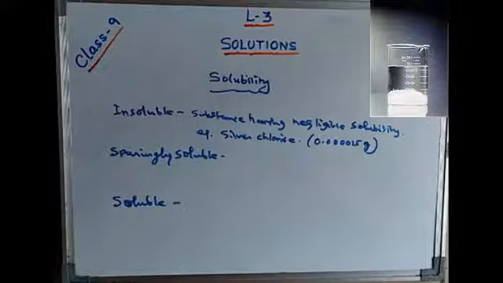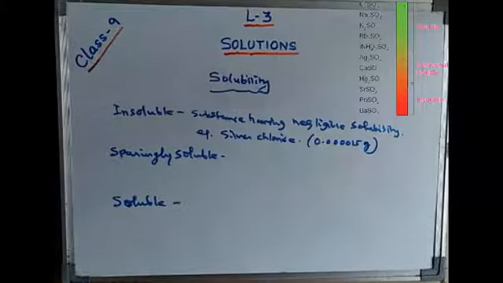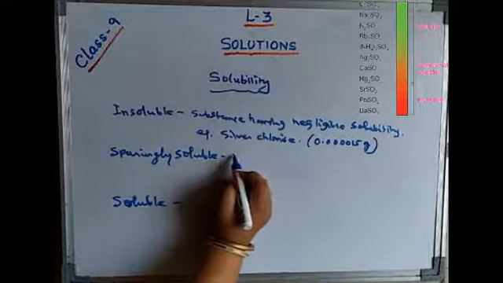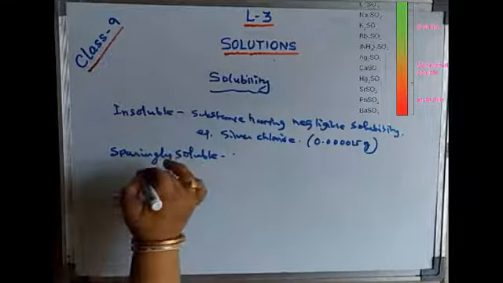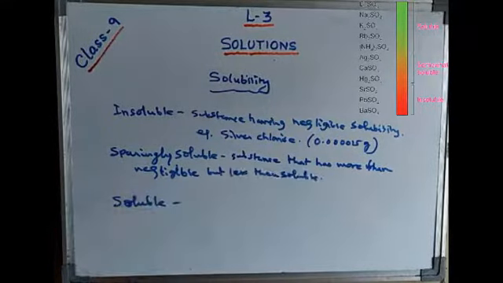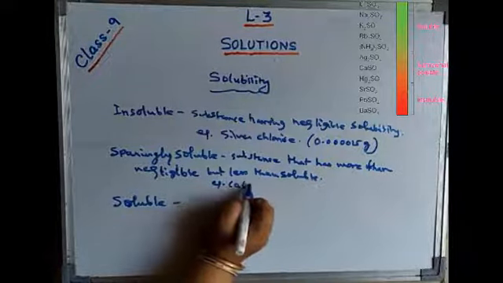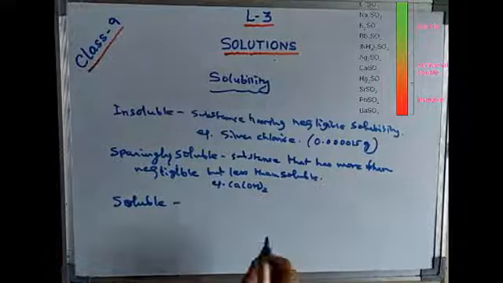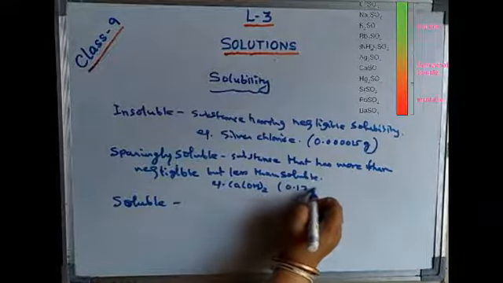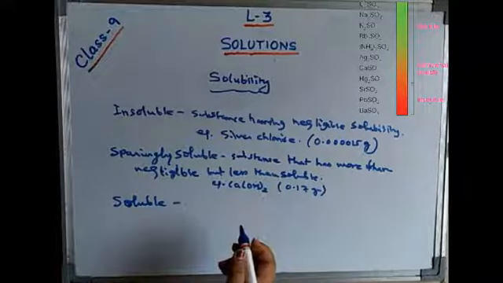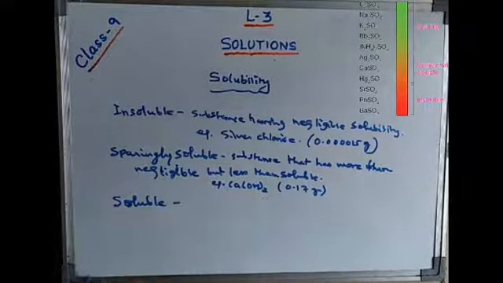Next, sparingly soluble is a little higher than negligible. It means a substance that has more than negligible but less than soluble. It comes in between. Calcium hydroxide is a very good example of a sparingly soluble substance. How many grams can it take? If you can remember, okay, no problem: 0.17 gram can be dissolved in 100 grams of solvent. You can understand that it is more than negligible, it is not insoluble but sparingly soluble.